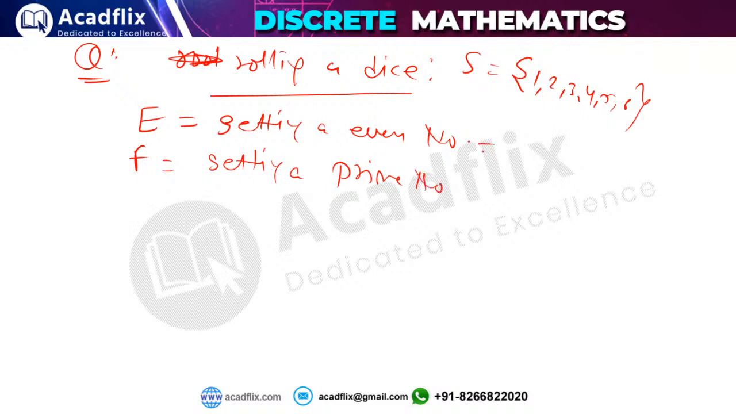So event E is getting an even number, meaning 2, 4, 6. Event F is getting a prime number: 2, 3, 5. These are the prime numbers. So this is your event E, and this is your event F. Now I want to wait a second. I will have to write it again.